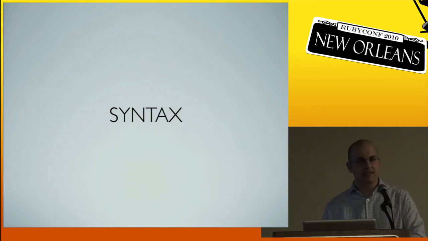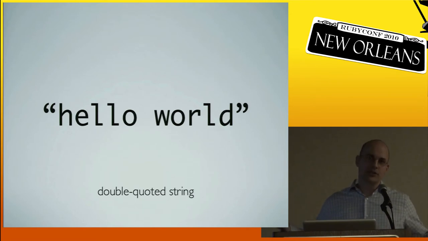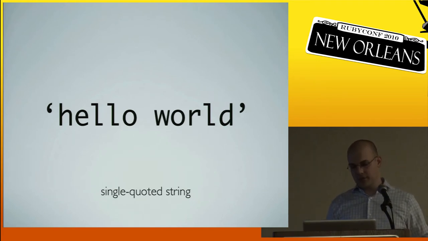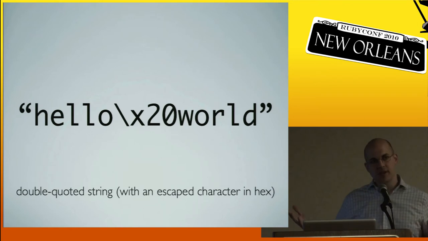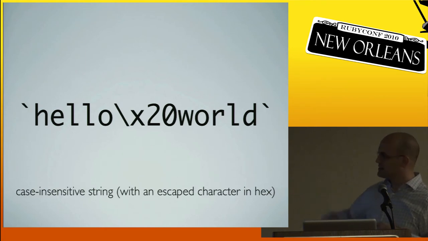Okay, so let's talk about syntax. Let's talk about when you're writing your Citrus grammar, how do you do this? So a double-quoted string, hello world in this case, hello space world is going to match hello space world, pretty basic. Same thing with a single-quoted string. Citrus has case-insensitive strings. So if you enclose your string in backticks, it'll match any case of that string. Now these strings work just like regular Ruby strings, right? You can have hex-escaped characters in it and things like that. Same thing in the string with the backticks, with the case-insensitive strings. You can escape characters, things like that.